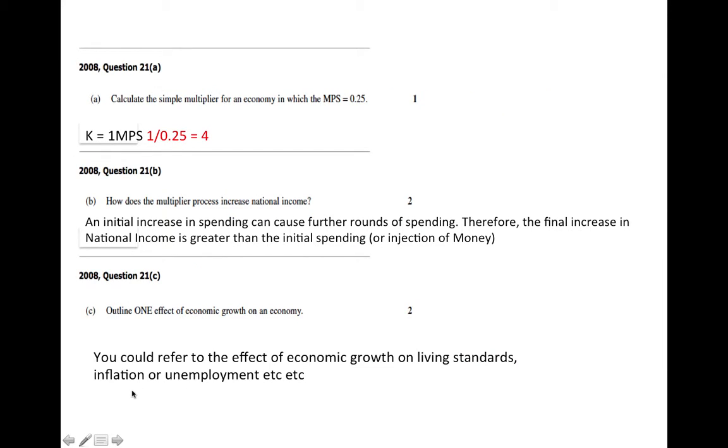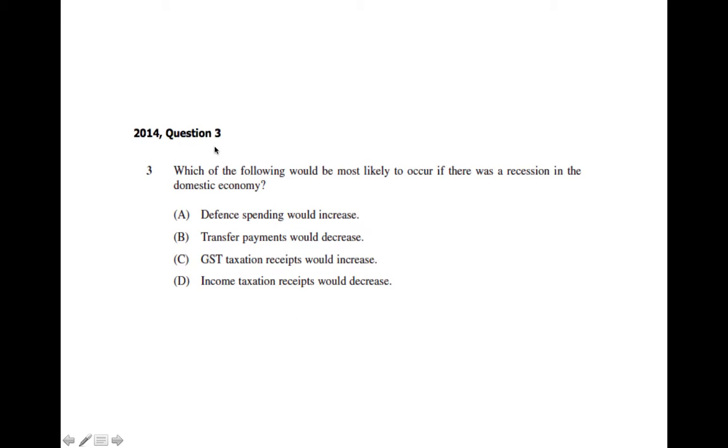All right, so we'll go through these ones pretty quick as well. This one here is a nice and easy one. Okay, so calculate the simple multiplier for an economy in which the MPS is 0.25. So remember, K equals 1 over MPS. All right, so 1 divided by 0.25 equals 4. So that's an easy one to mark, right? Simple multiplier is therefore 4.